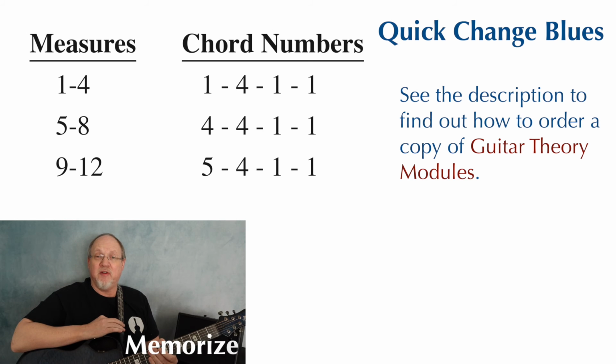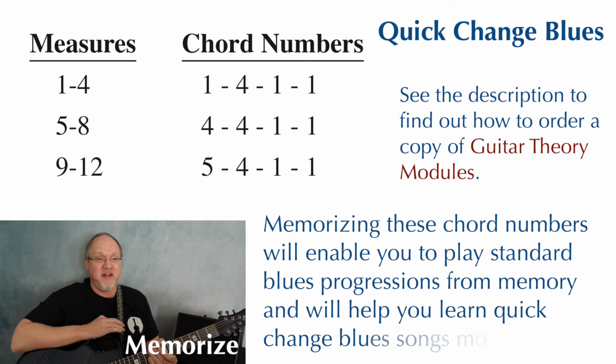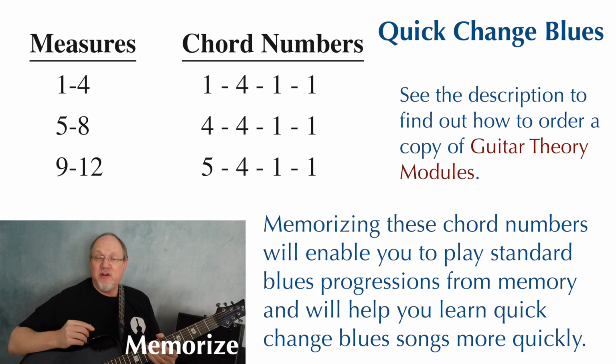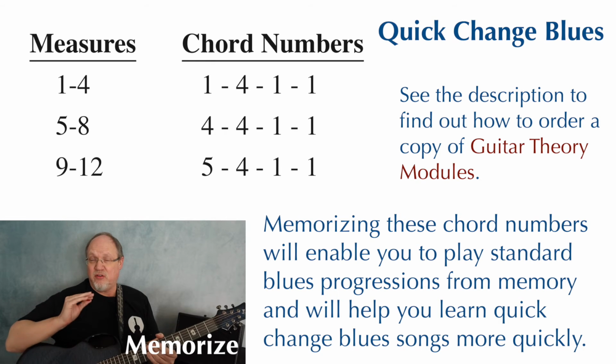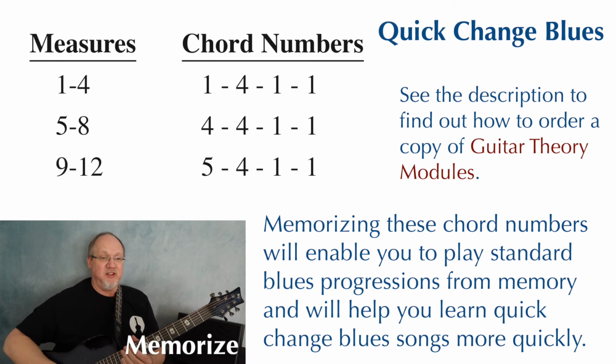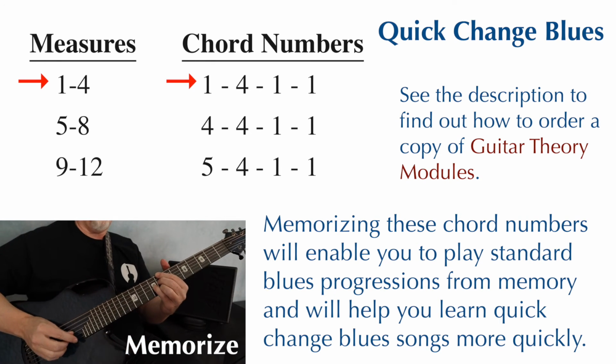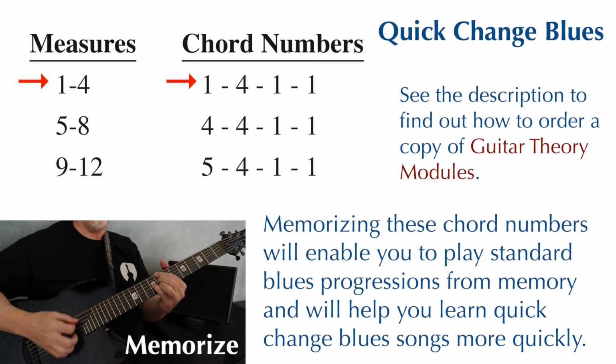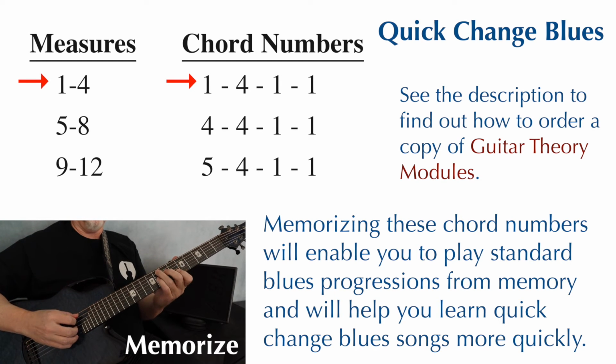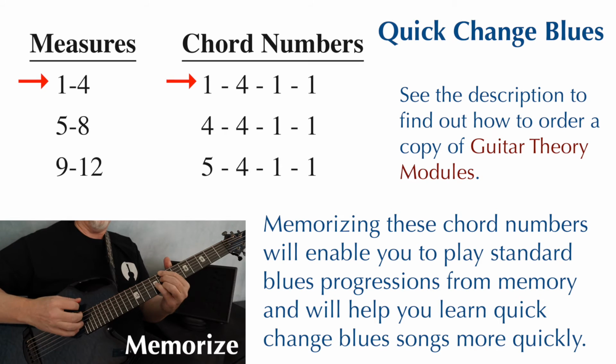Your next assignment from this module is page 98, this blues exercise number 3. Simply memorize those numbers for the quick blues changes. And if you already know your 12-bar blues, this should be pretty easy because it's identical. You just go to the 4 chord in measure 2. So measures 1 through 4, we have one measure of 1, one measure of 4, and then 2 measures of 1 again.